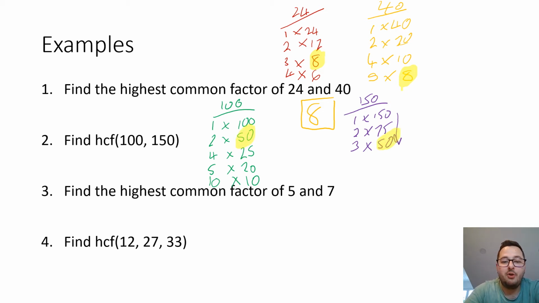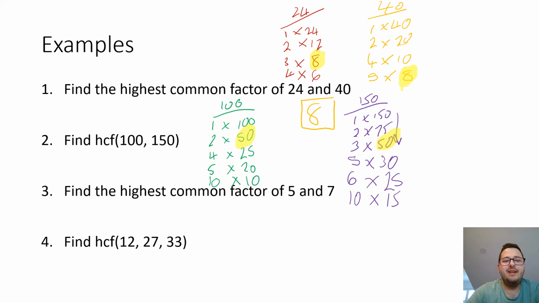Okay, let's keep going just for completeness then. 4 doesn't go into it, 5 times 30, 6 times 25, 7 doesn't, 8 doesn't, 9 doesn't, 10 times 15, and I think that's all of them. But yeah, there we go. So 50 is the highest common factor.